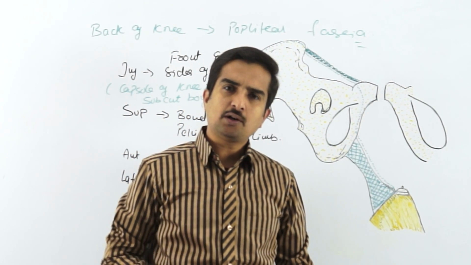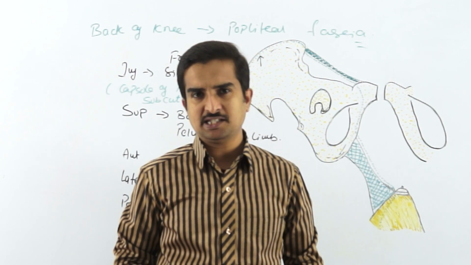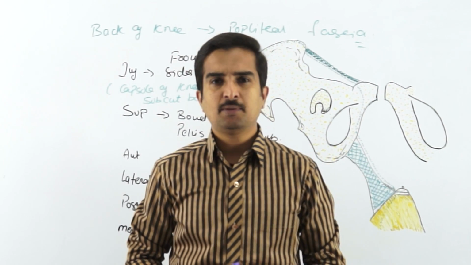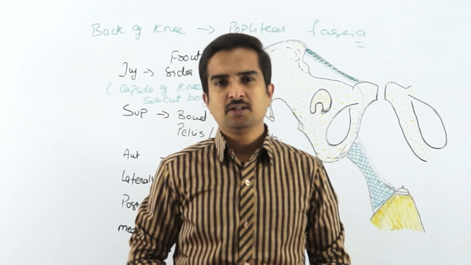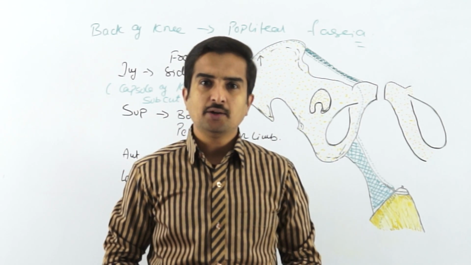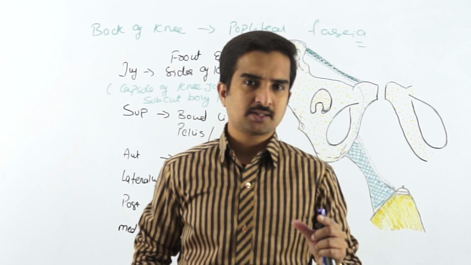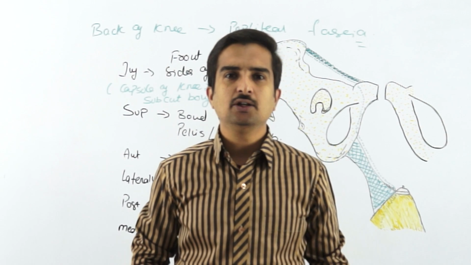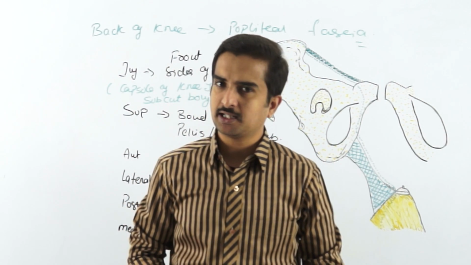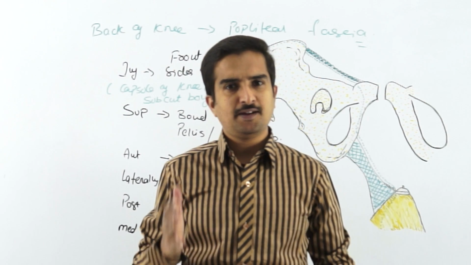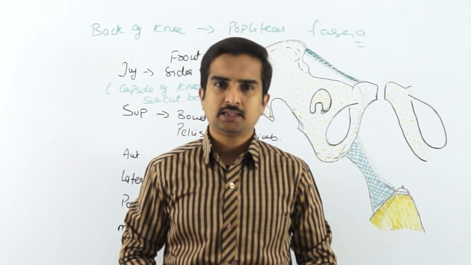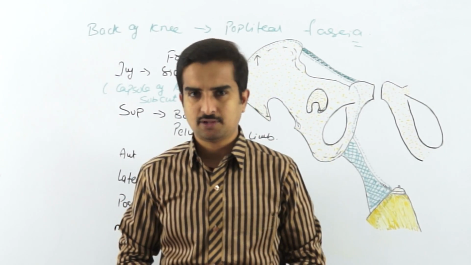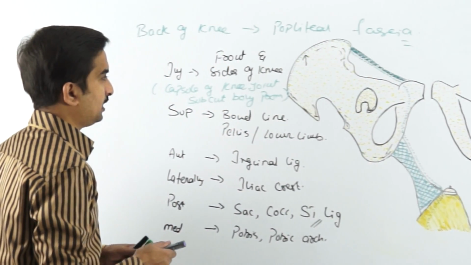Now if you talk about some important aspects of the fascia lata, we studied that laterally it attaches to the iliac crest, right? But one important point you need to remember is that the fascia lata on its lateral side forms a thick band-like structure called the iliotibial tract. I will repeat it again. Laterally, the fascia lata forms a thick band-like structure called the iliotibial tract. So I will show you the attachments of the iliotibial tract here.